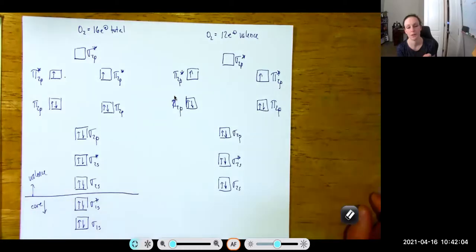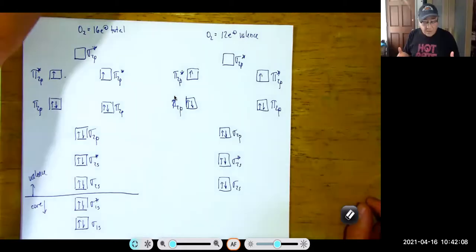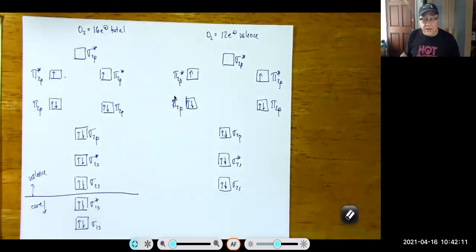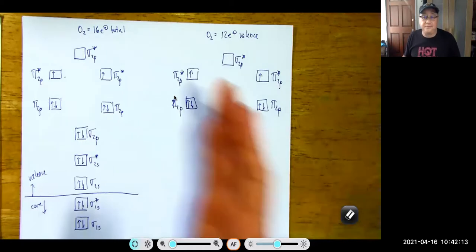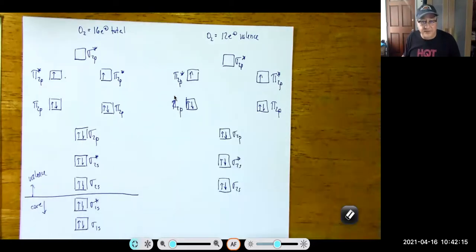So if the question doesn't specify valence, we assume all? Well, I would say that if the question says draw the MO diagram, do the total and count all the electrons. Okay?